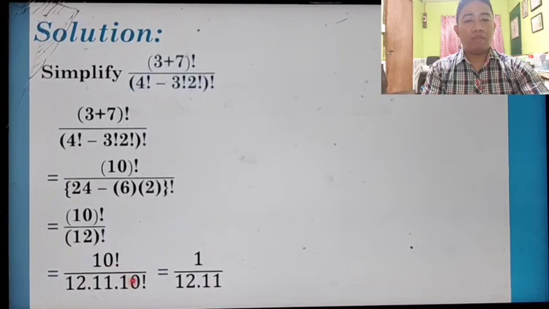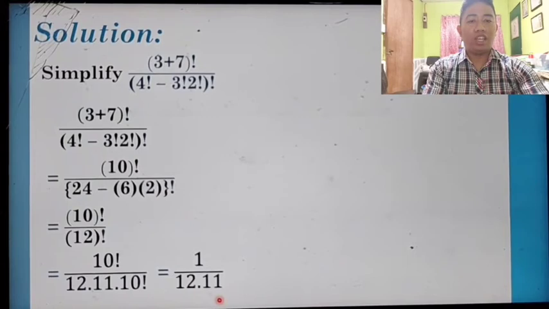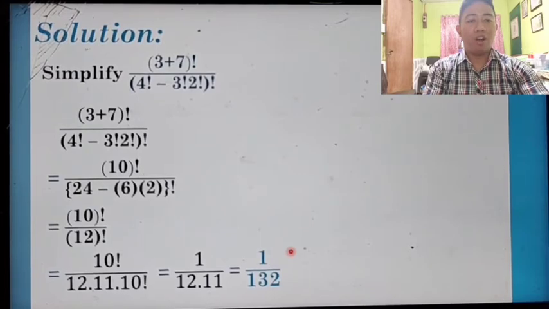So what remains is 1. So 1 all over, except for 10 factorial, we have 12 times 11. And simplify the denominator, which is 12 times 11, we get 132. So the final answer is 1 all over 132.